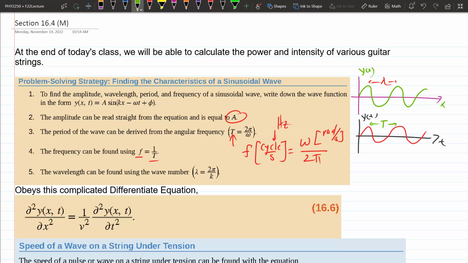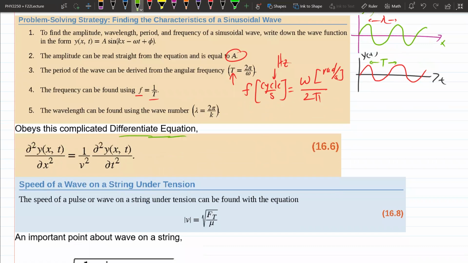And there's also this complicated differential equation that we try to avoid as much as we can, but there's an interesting thing about it: the left-hand side is a derivative with respect to x. The right-hand side is a derivative with respect to time. So you're taking derivatives with different variables. And the factor that relates the two is 1 over the speed of the wave squared.